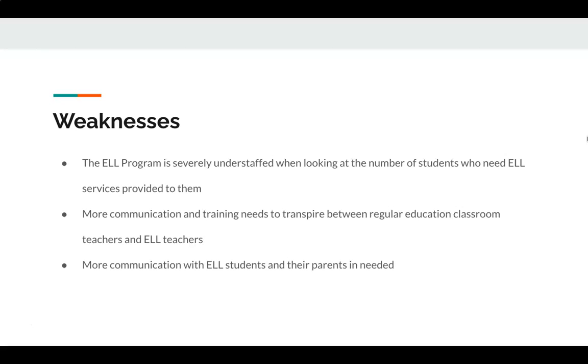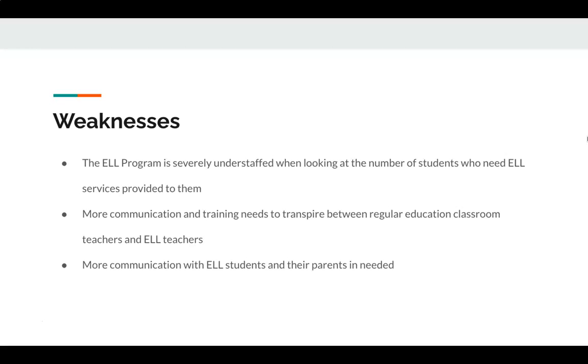There definitely needs to be more communication and training that happens between the regular education classroom teacher and ELL teachers, and potentially trainings even outside of the walls of the school. But we have a lot of very intelligent, highly qualified people in our school that we could probably provide a lot of that professional development within the walls of McDonald County High School.